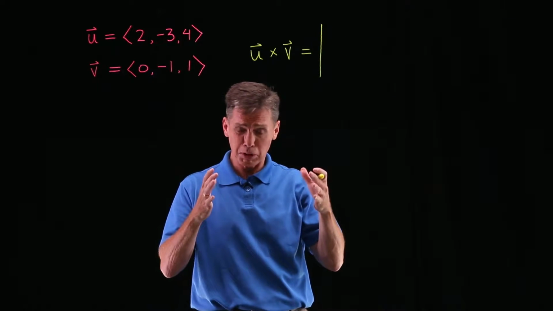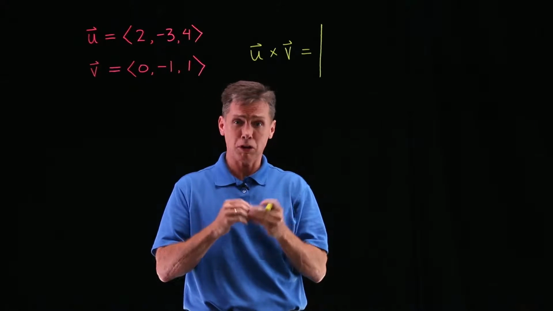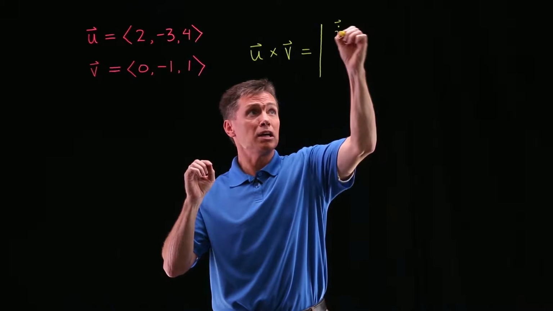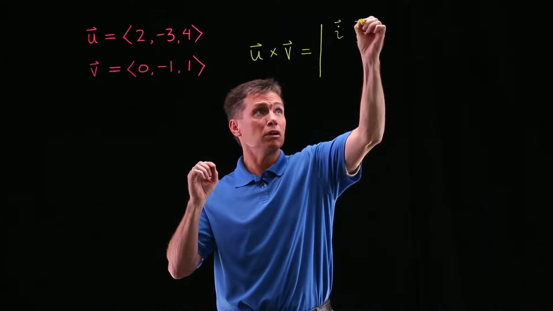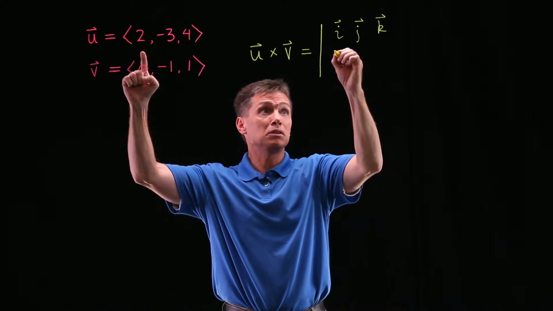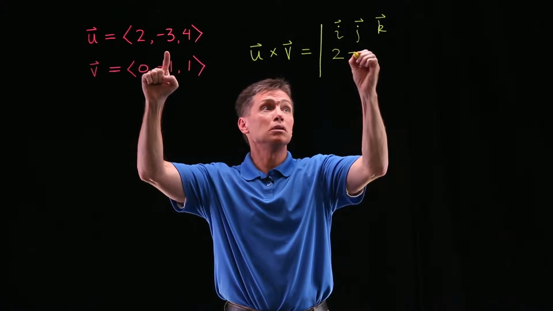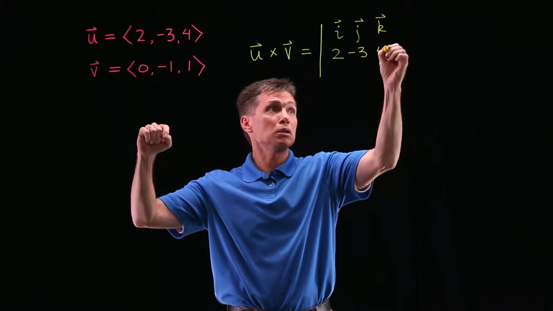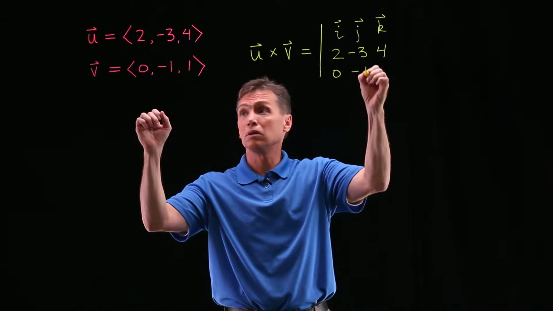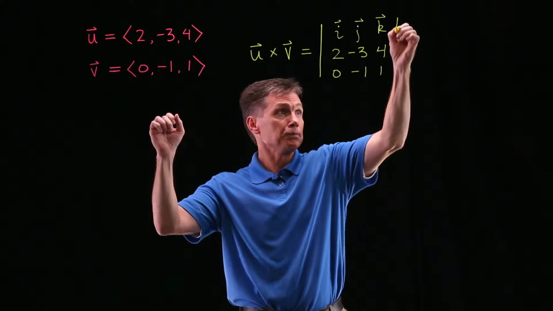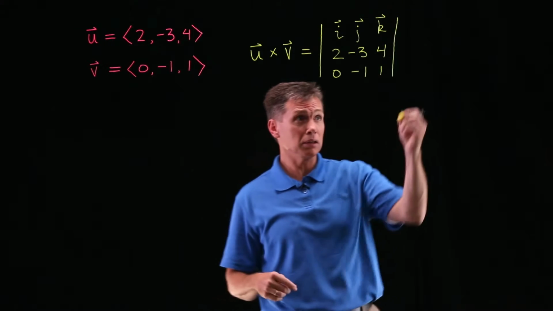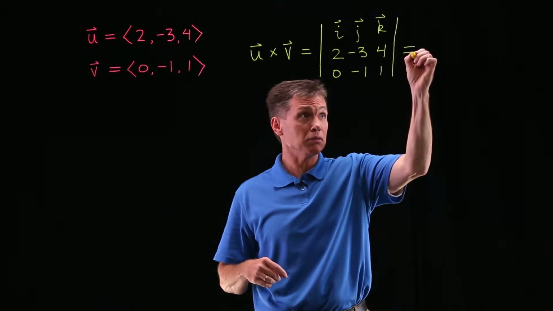I'm sure you've been doing quite a few of these in your homework, but your determinant form approach to this cross product calculation starts with i, j, and k across the top row. In the second row, I'm grabbing these components, 2, minus 3, and 4. And in the bottom row, these components, 0, minus 1, 1.